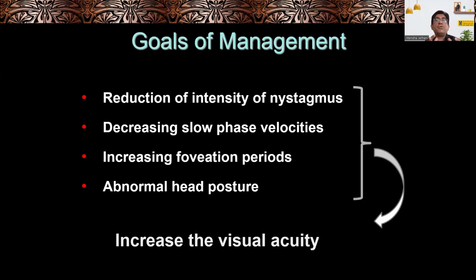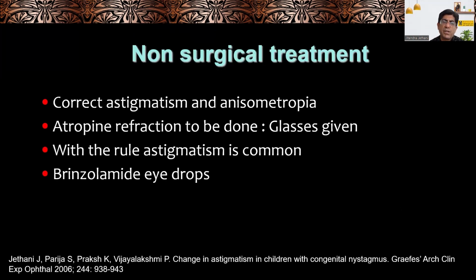So now we come back to the goals of management. Typically, everything in the eye is related to increasing the visual acuity. So the goals of nystagmus management are reduction of intensity of nystagmus, decreasing slow phase velocities, increasing the foveation period. Foveation period is the time for which the image is on the fovea. And use of abnormal head posture, again, to increase the visual acuity. So the goal of management revolves in and around the increase in visual acuity.